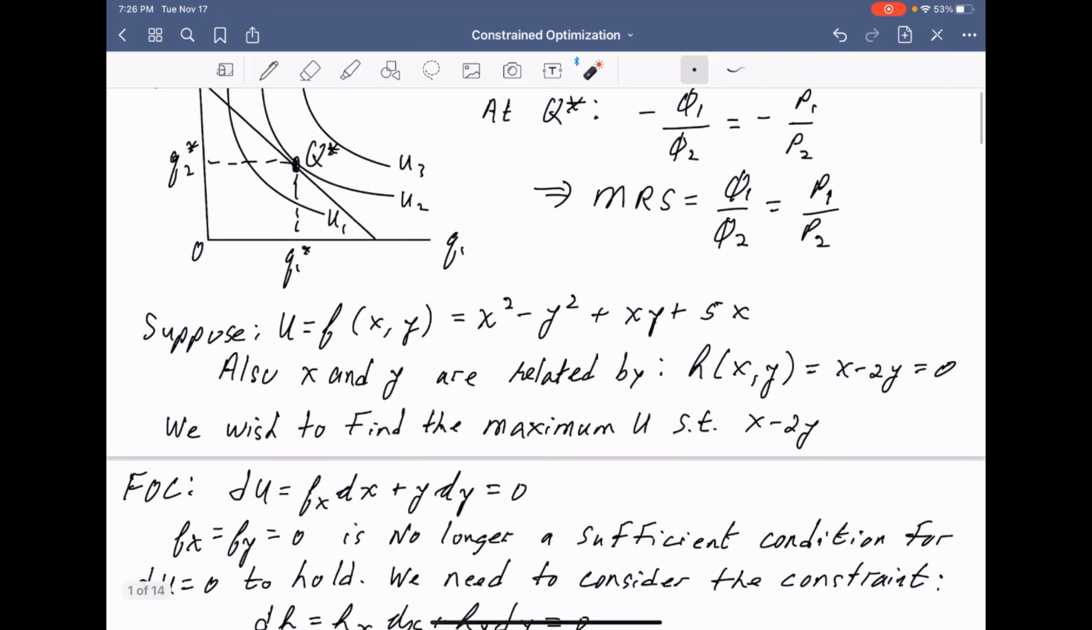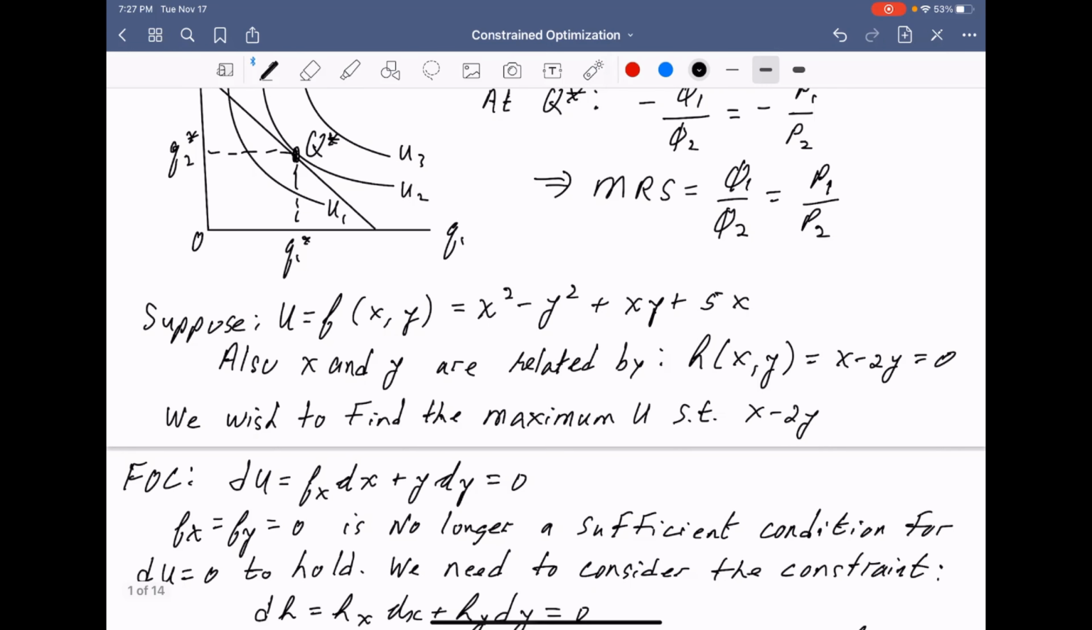Now, suppose we take a particular function. We'll take this function f of x, this utility function, which is equal to x squared minus y squared plus xy plus 5x. The only difference is that we're going to now say that x and y are somehow related through this function h, which is a function of x and y, where x minus 2y is equal to 0, or if you like, x is equal to 2y, y is 1/2 x. We wish to find a maximum of this utility subject to this particular constraint.